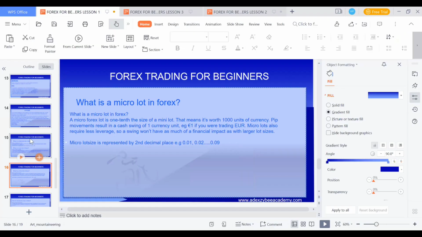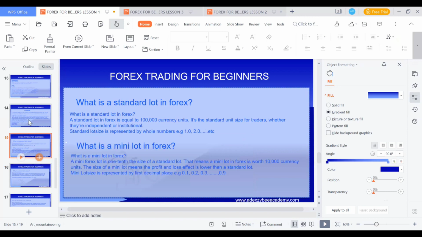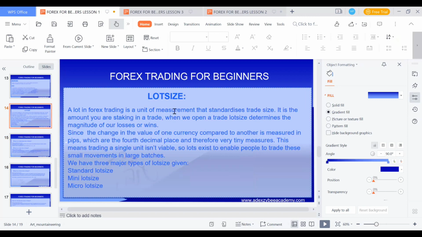So the next thing we'll talk about is lot size. What is lot size? A lot in forex trading is a unit of measurement that standardizes trade size. It is the amount you are taking on a trade. So, in a nutshell, before I proceed, lot is just what determines how much you make when price moves 1 pip in your favor, or how much you lose when it moves against you.